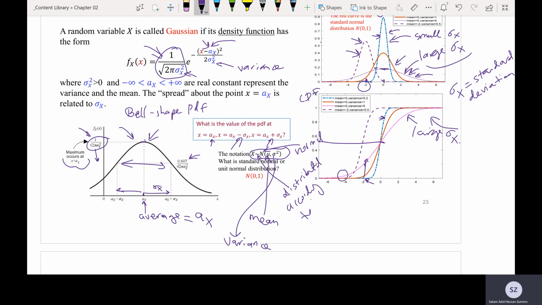Now, if you look at it from the CDF point of view, comparing the wide one with the red one, you can see, for example, that the probability of being less than minus 4 has some non-zero probability for the wide one. But for the red one, the probability of being less than minus 4 is almost zero, because it's narrow. And then we talked about the different things related to the bell shape.